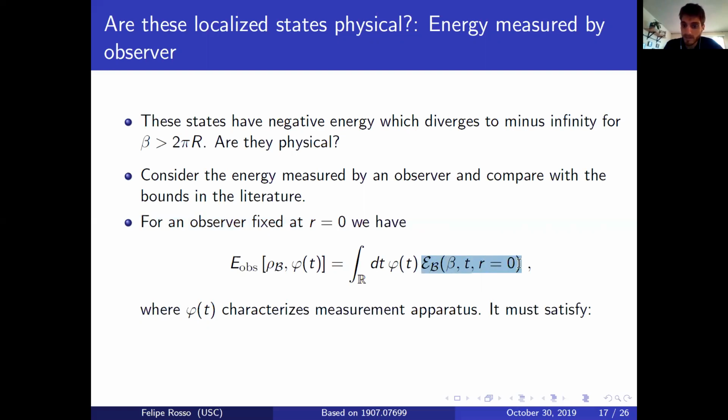This is the energy density evaluated at the origin, and we have the integral over this phi function. What is this phi function? This phi function is a non-negative function that characterizes the measurement apparatus. There are certain requirements that it has to satisfy. The first one is that this phi function has to be non-negative.